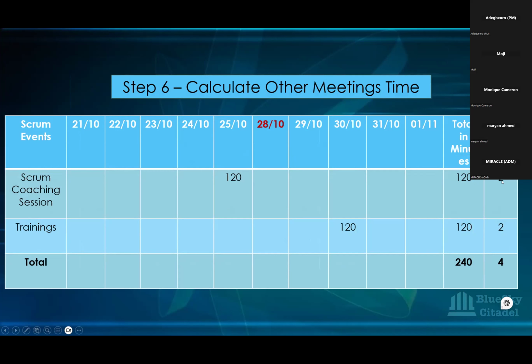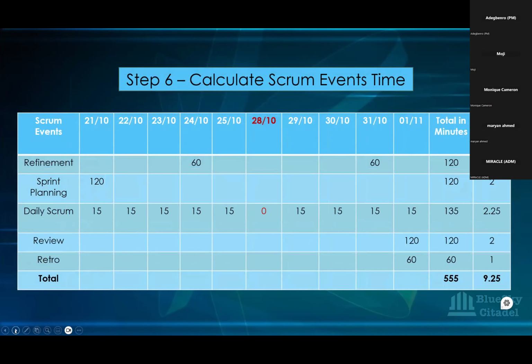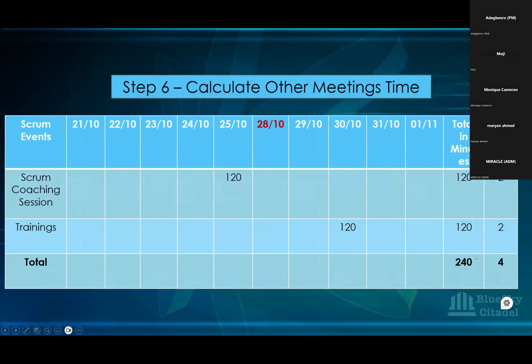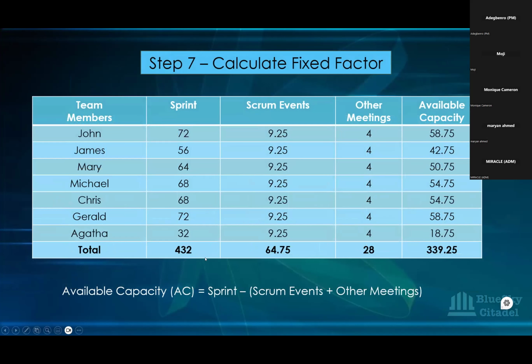That's 2 hours, and then there is maybe other training, upskilling trainings that either the developers need to go for or the KOs need to go for. That also has been factored in by their own line manager. It's to help them to upskill. They need that training, and that's another 2 hours. So you have another total of 4 hours. So for the Scrum event, we know we have 9.25 hours, and then for the other meetings we have 4 hours in total.